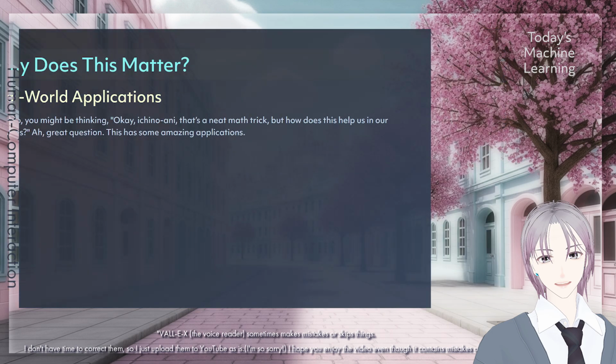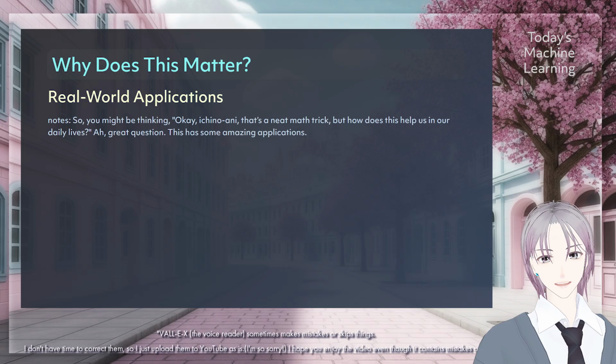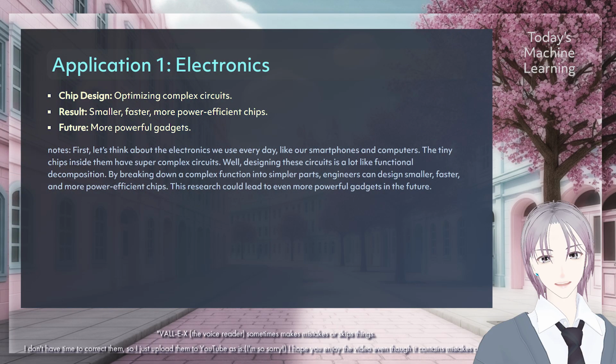That's a huge jump. So you might be thinking, okay, ichino-ani, that's a neat math trick, but how does this help in our daily lives? Great question. There are some amazing applications. First, let's think about the electronics we use every day, like our smartphones and computers. The tiny chips inside them have super complex circuits. Designing these circuits is a lot like functional decomposition. By breaking down a complex function into simpler parts, engineers can design smaller, faster, and more power-efficient chips. This research could lead to even more powerful gadgets in the future.